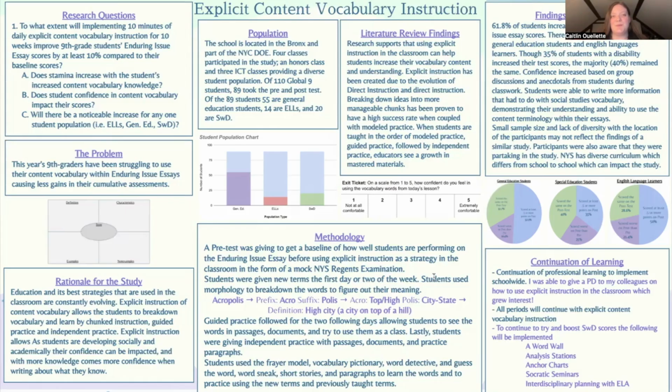Hopefully, with the school-wide implementation of explicit instruction, as well as the collaboration between all subject areas, we'll be able to support our students even more.